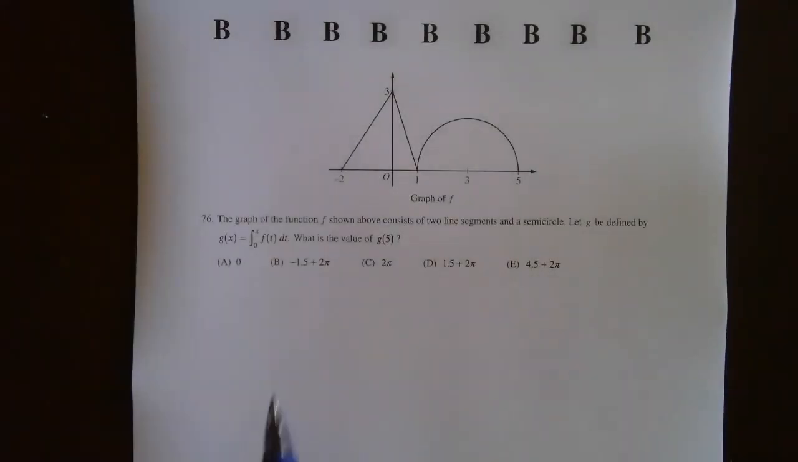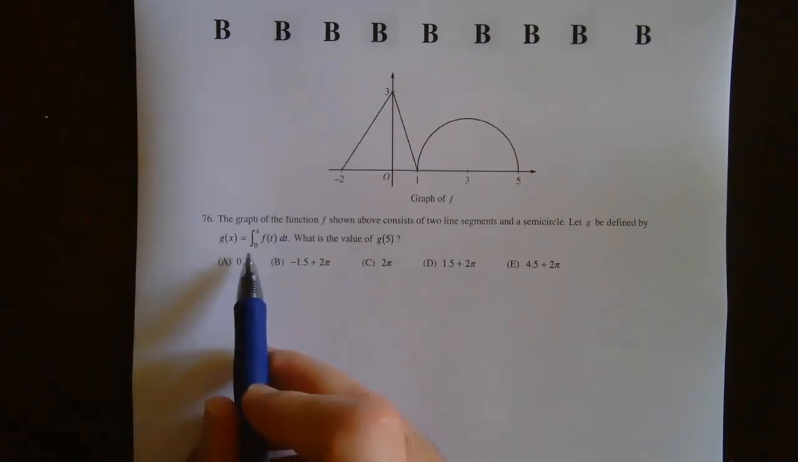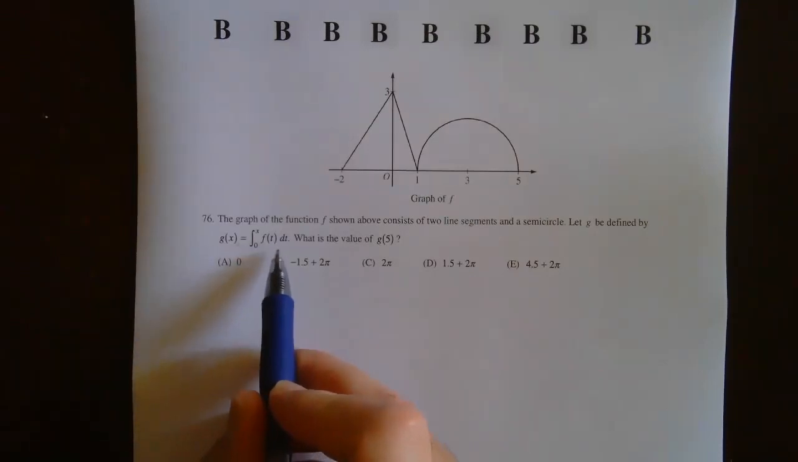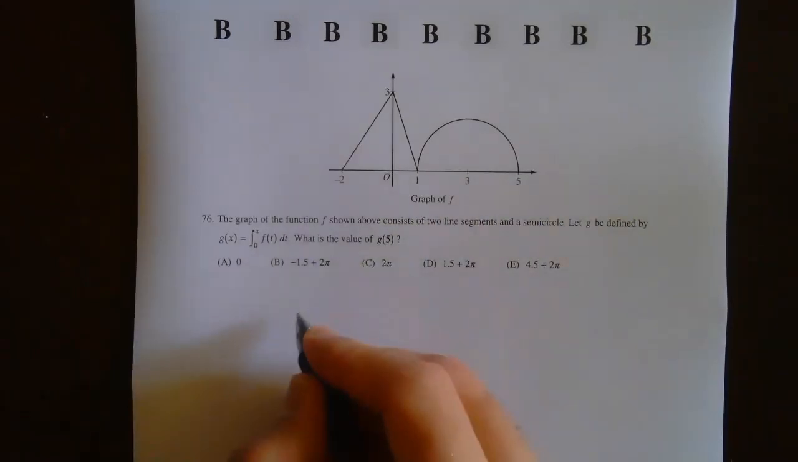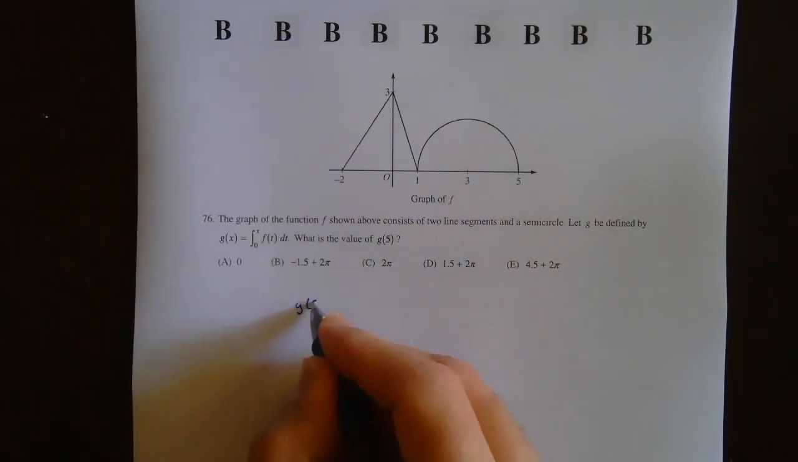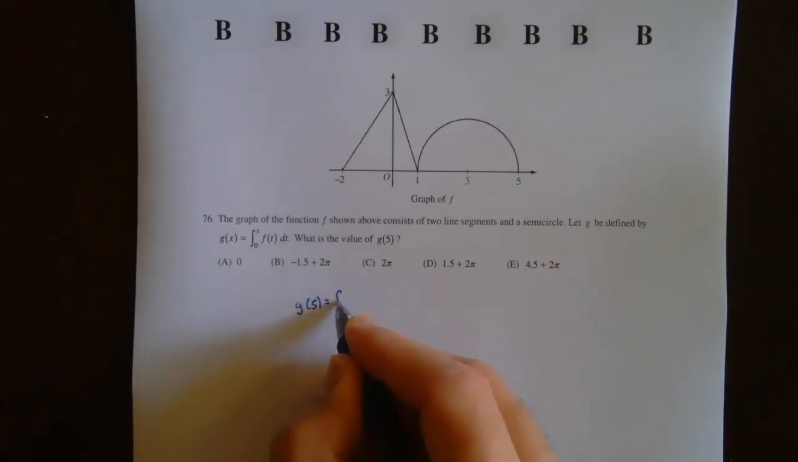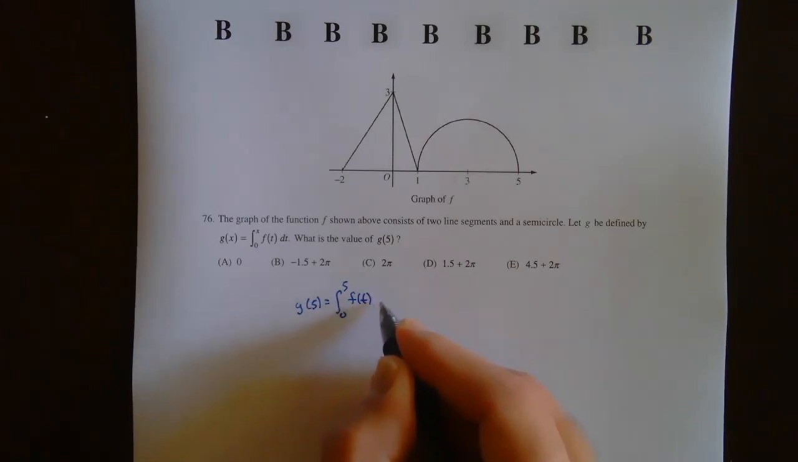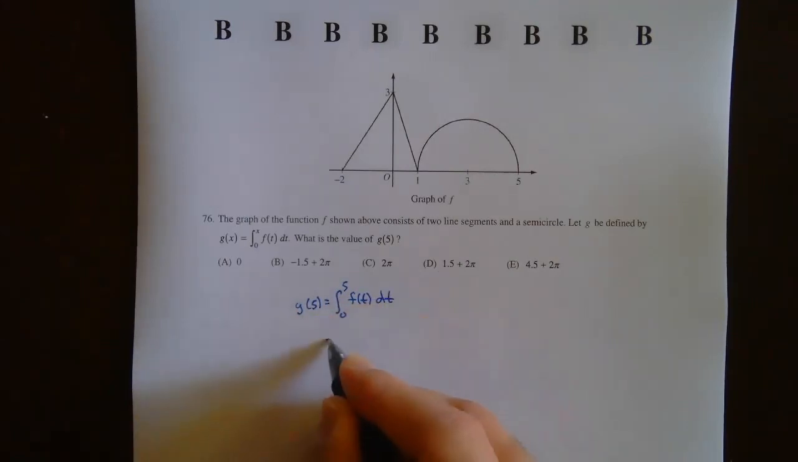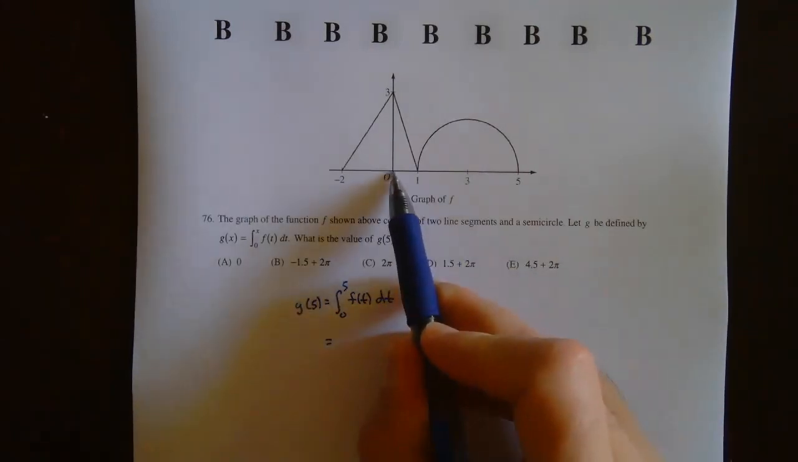So for the 2013 multiple choice number 76, g of x is equal to the integral from 0 to x of f of t dt. And we've been given the graph of f, and we want to find g of 5, okay? So then g of 5 would be equal to the integral from 0 to 5 of f of t dt, okay? And so we're going to go from 0 to 5.